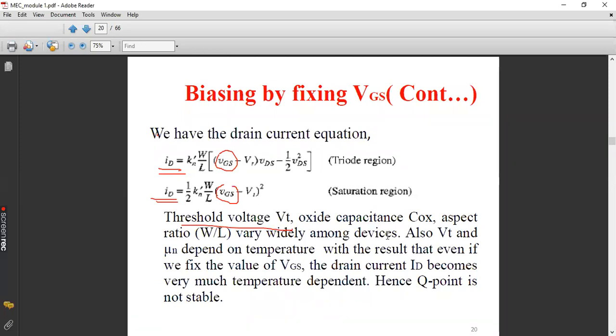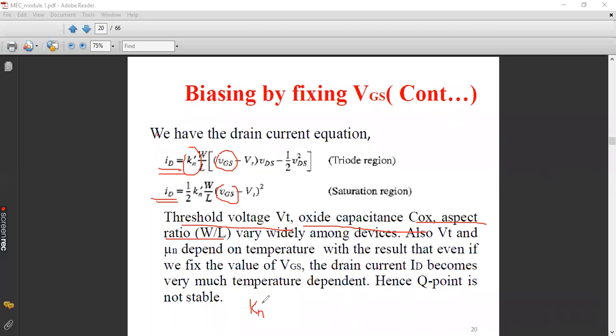Apart from that, the manufacturing technology will result in different aspect ratio. What do you mean by aspect ratio? It is the ratio between the channel width to channel length, W by L. So that will be different for different MOSFETs. Whenever you replace one device with another, the W by L ratio will vary, and the oxide capacitance COX will also vary, because of which Kn dash will change. I told you Kn dash is not a universal constant, isn't it?